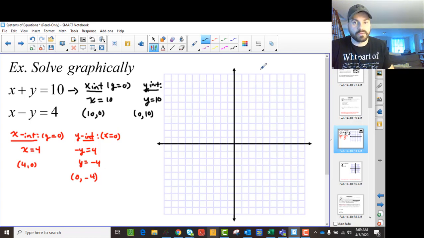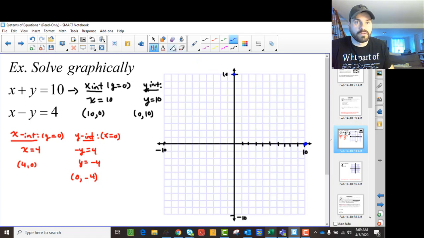Okay, so to do that, I'm going to have to put a scale on here. So I'm going to go up 1, 2, 3, 4, 5, 6, 7, 8, 9, 10. So there's 10. And I'm not going to draw each grid line for the rest of them, but there's 10. There's minus 10. And down here is a minus 10. So if I graph, first of all, I'm going to graph this one in blue. So (10, 0) is right here. And (0, 10) is right here.